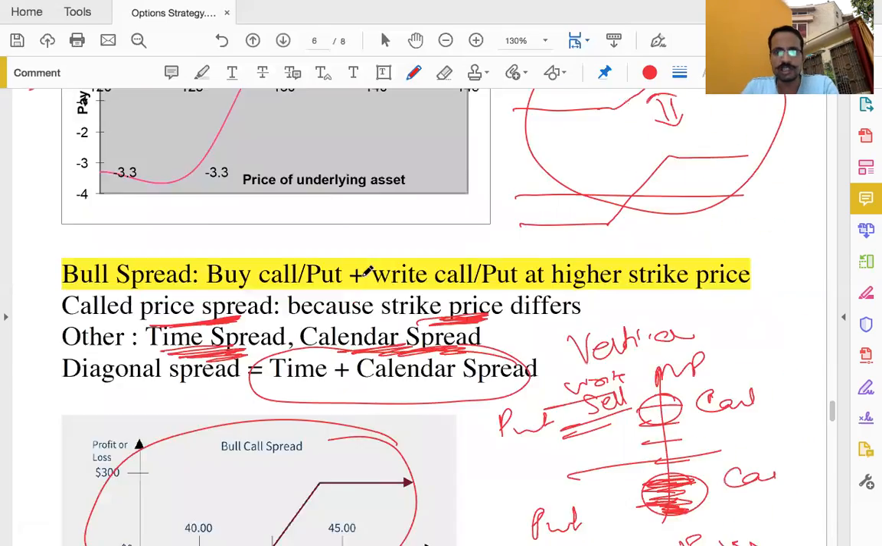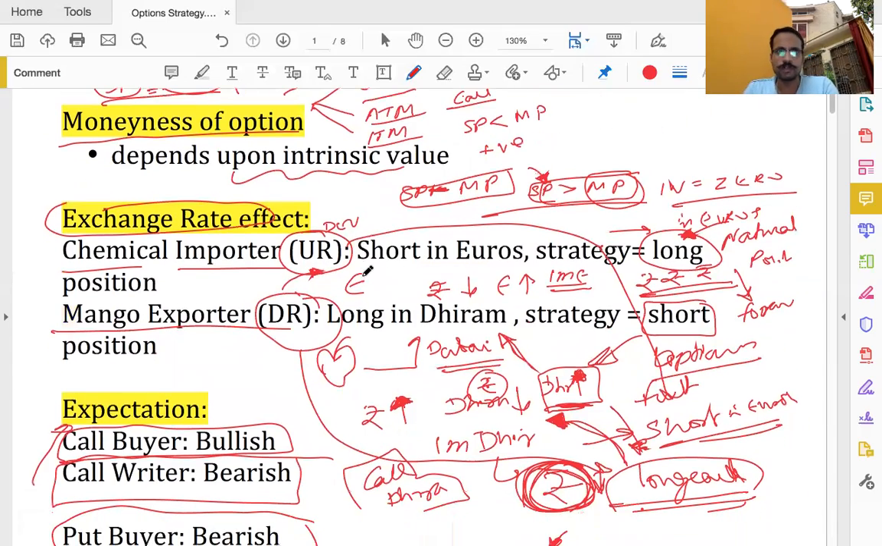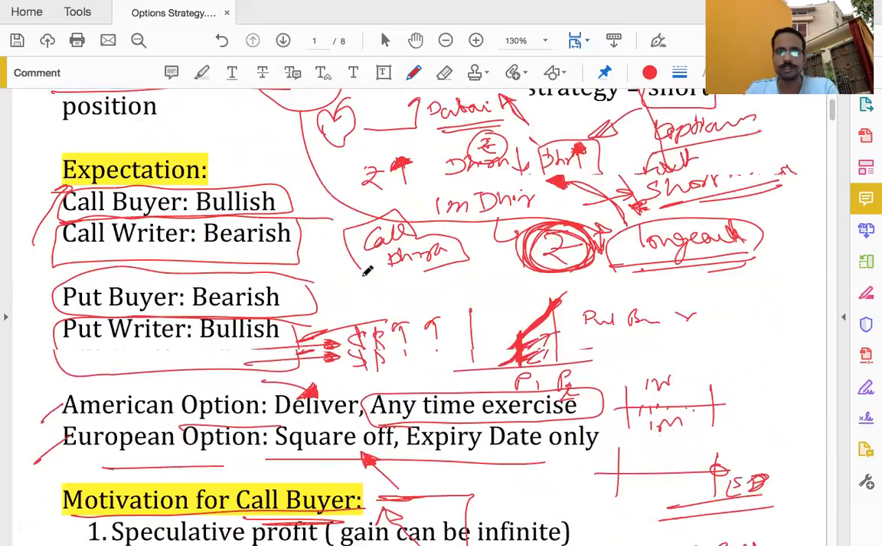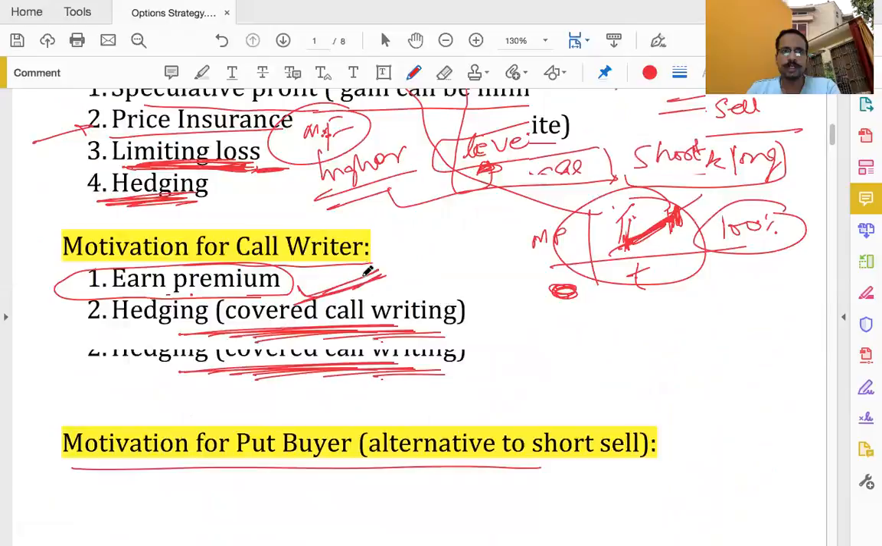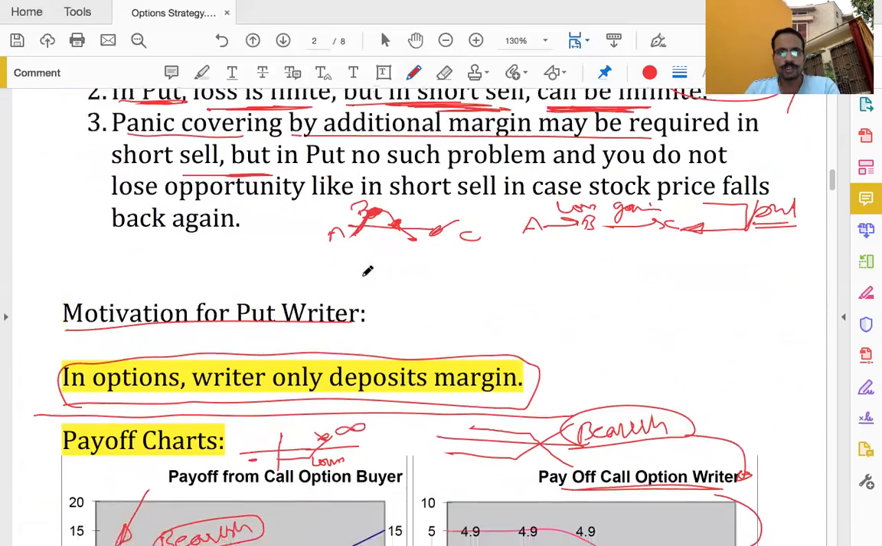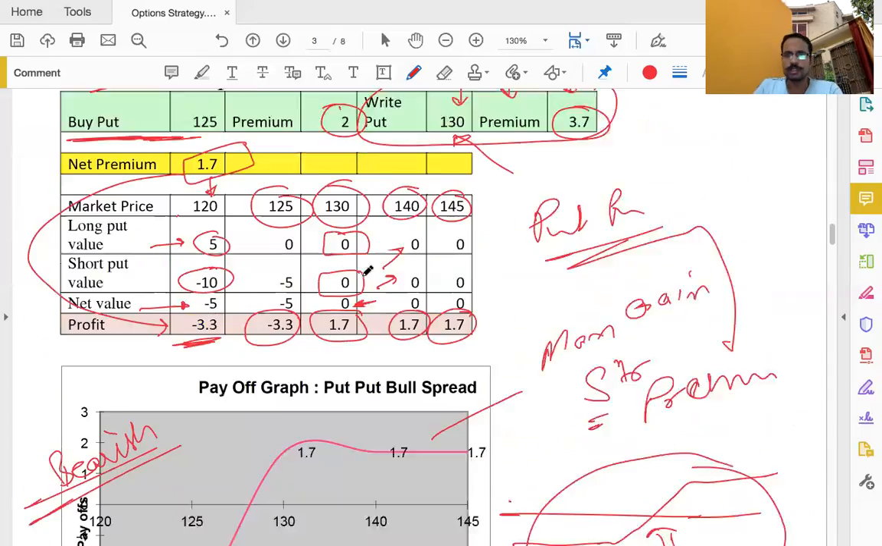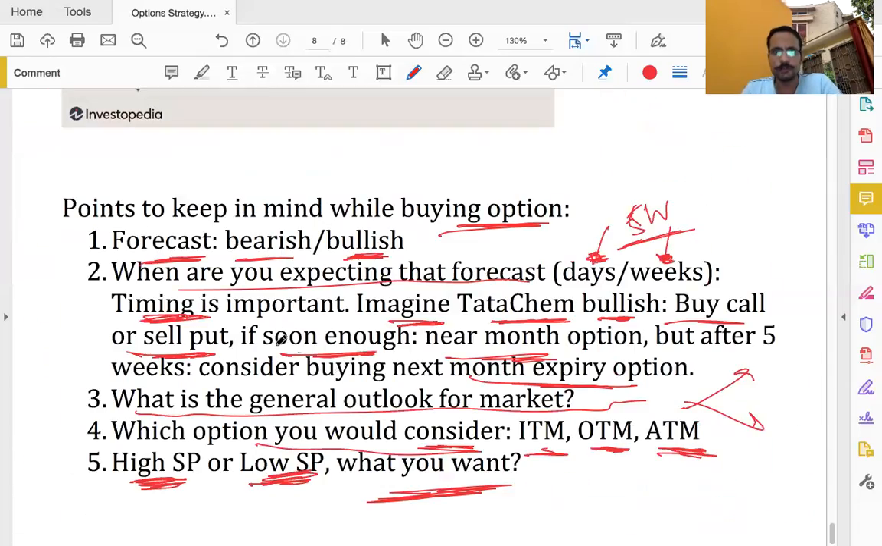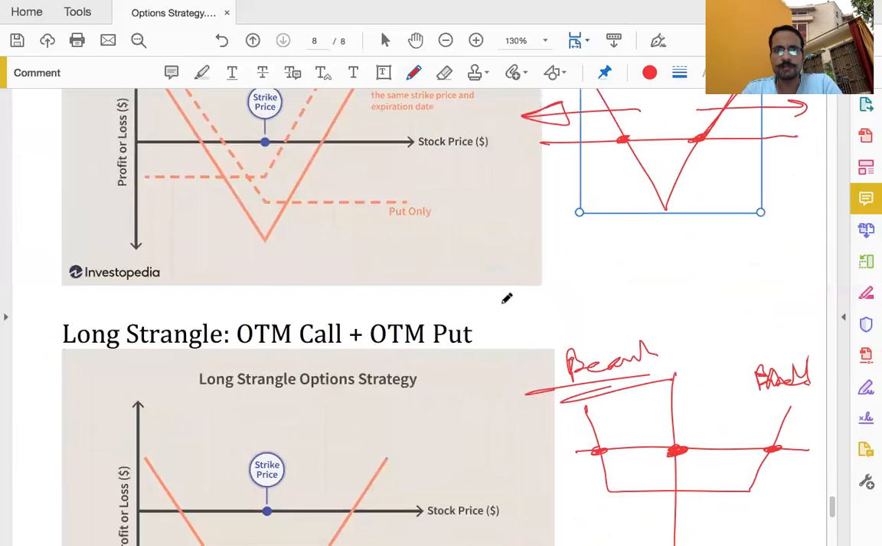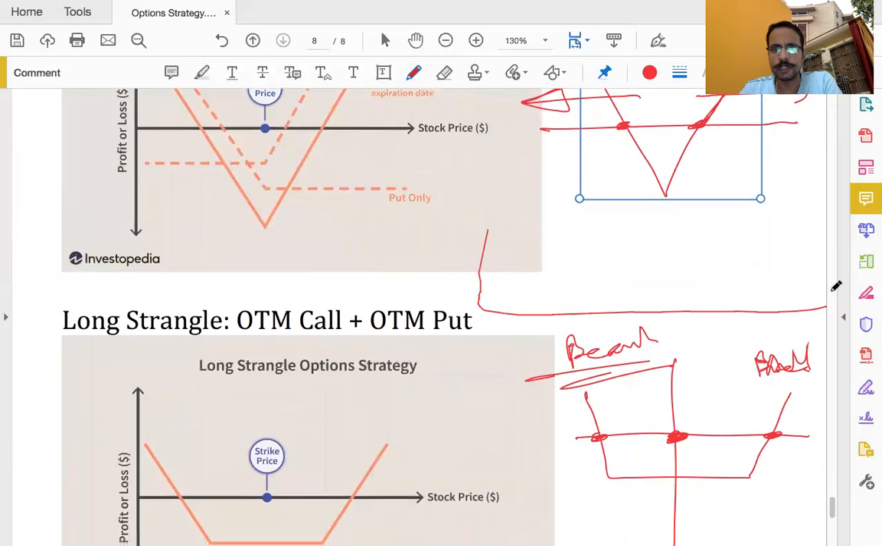So let me give you a quick recap. What we tried to discuss: we discussed the exchange rate effect, the moneyness of the option, the motivation of the call buyer and call writer. We also discussed the payoff charts, and I believe that the basics of the payoff charts will be clear to you. And if this much is kept in mind, I'll just make some small diagrams here.